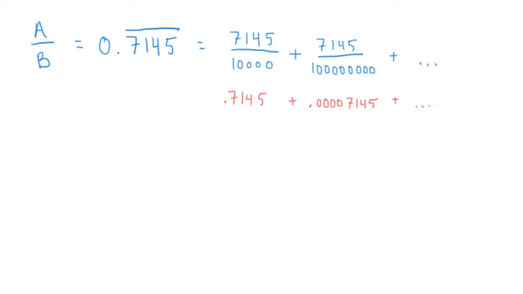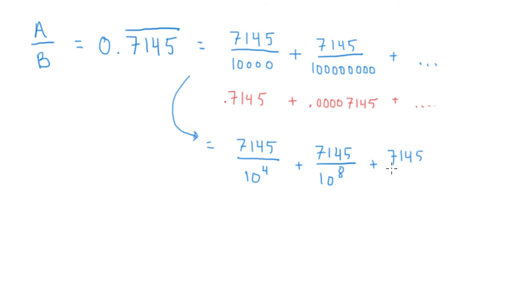So what do I want to do? Well, first of all, I'm going to cheat a little bit and write this in a more compact form. So instead of actually writing out all these zeros, I'm going to use scientific notation. So this should be 7145 over 10 to what power? Well, first, second, third, fourth, just how many zeros I have. And then this is going to be 7145 over 10 to the 8th power. And then I'll have 7145 over 10 to the 12th power.